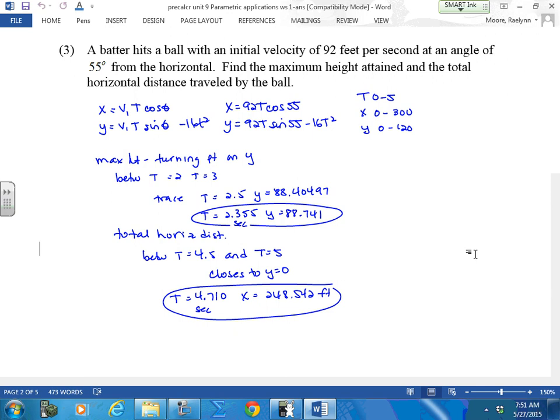Okay, a batter hits a ball with an initial velocity of 92 feet per second and an angle of 55 degrees from the horizontal. Find the maximum height attained and the total horizontal distance traveled by the ball. I want the maximum height and the total horizontal distance. I want to see how far we hit the ball.